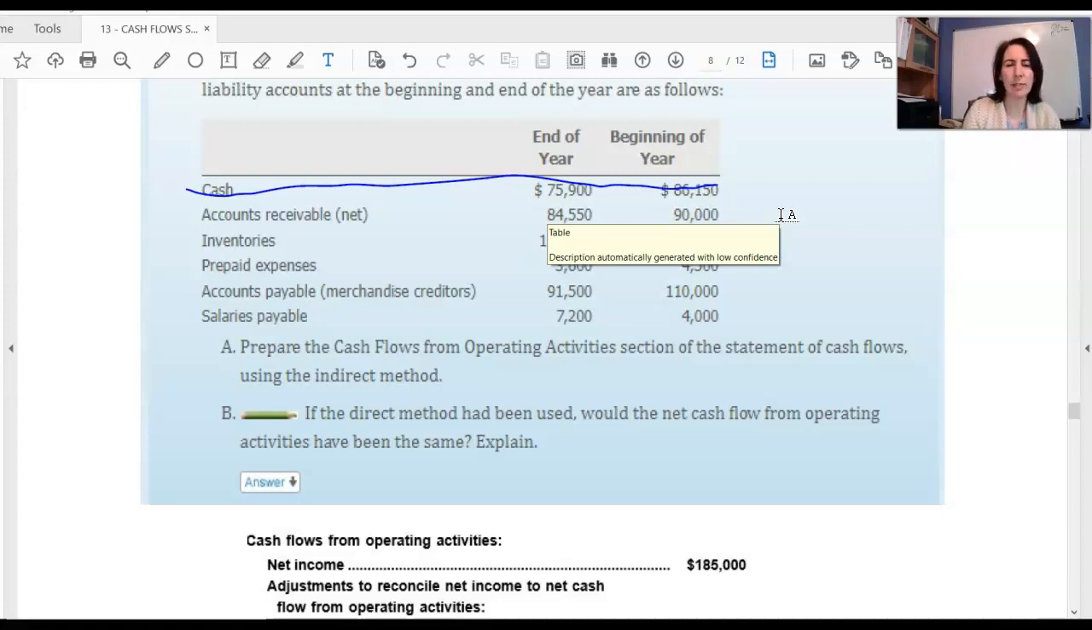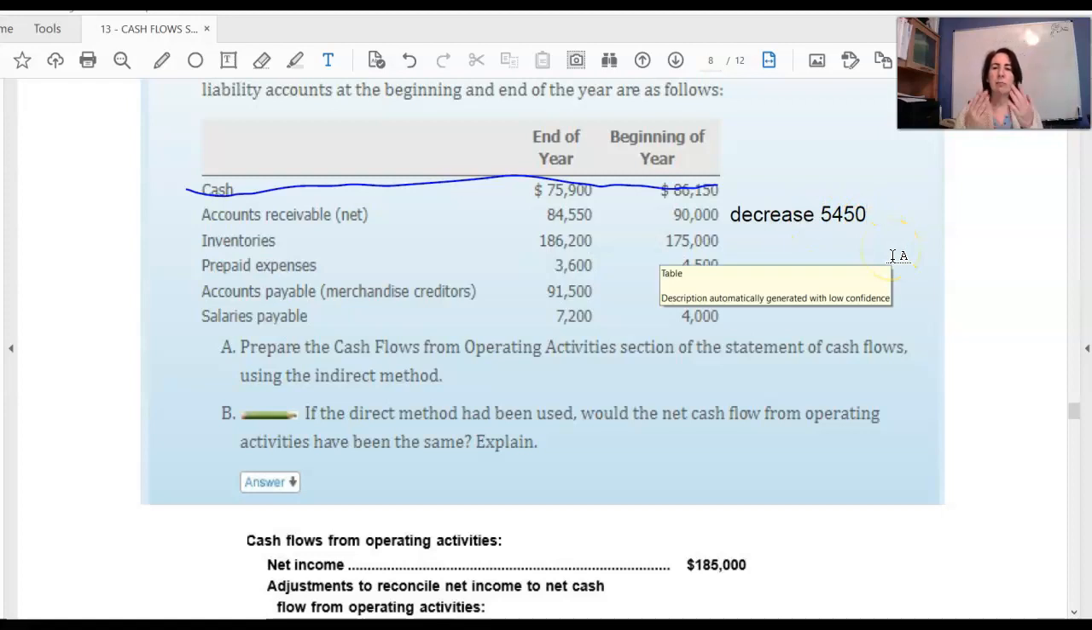Accounts receivable decreased, and that's a current operating asset. Accounts receivable went from $90,000 to $84,550, decreasing by $5,450. I would normally do a down arrow, but I don't really have the ability to draw arrows well. Now here's what I want you to think about: how does accounts receivable decrease? It decreases because people pay you. Accounts receivable is the money that people owe to us, and when they pay us, the receivables balance goes down. So a decrease to accounts receivable means an increase to your cash.